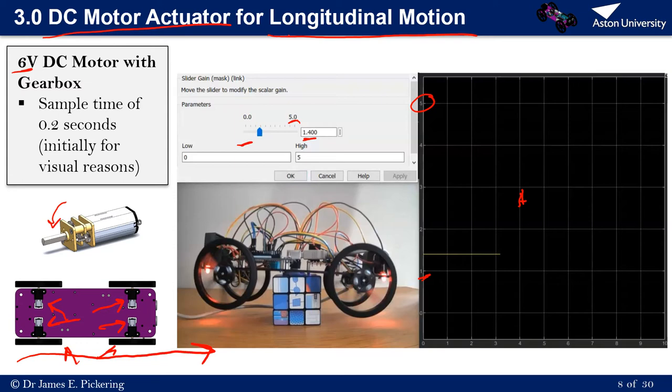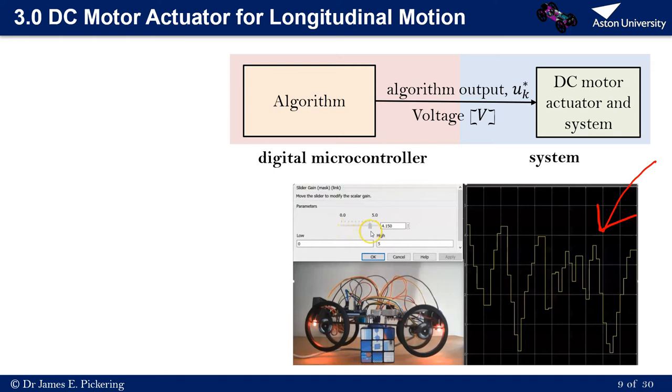However, in practice, we will use 0.01 seconds because we need to be consistent in terms of what we use in the sample time for the DC motor and the sensor. In terms of the ultrasonic sensor, we need to make sure we're consistent. So what I've got here is the graphical output, where you can see the voltage varying between 0 and 5, and you can see the staircase.